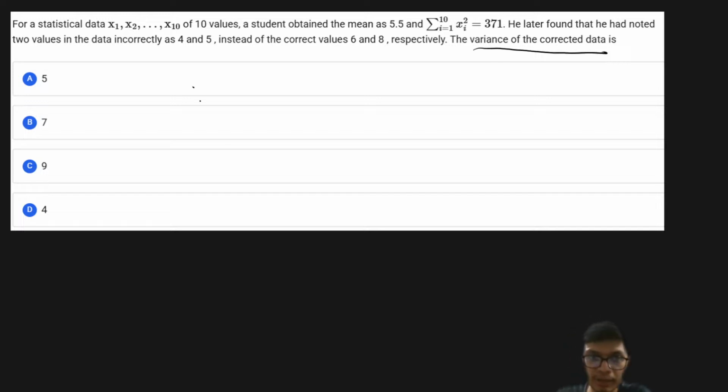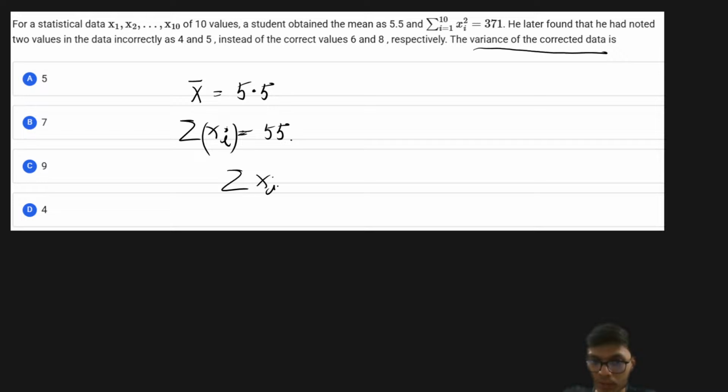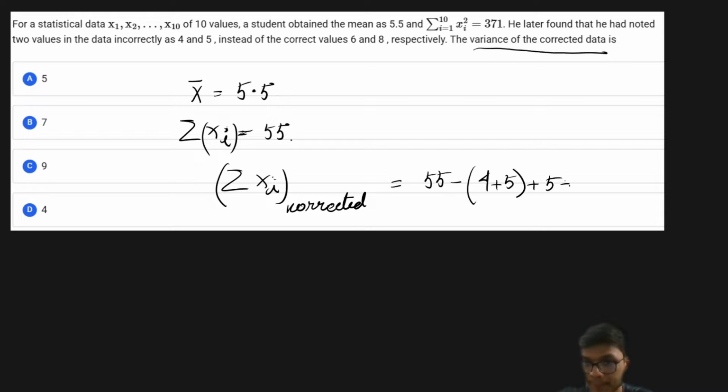What is said is that whenever he took the wrong data, the mean was coming out as 5.5, right? So the summation of xi here is equal to 55. This is the wrong data. Now if I have to calculate the summation of xi for the corrected data, I just subtract the wrong values and add the correct values, 6 plus 8. So this is simply equal to 60. So the summation of all the correct values is equal to 60.